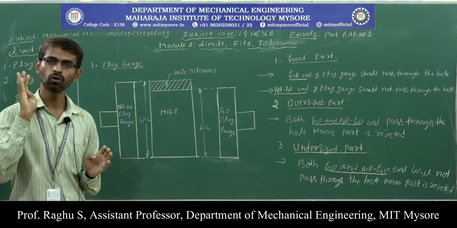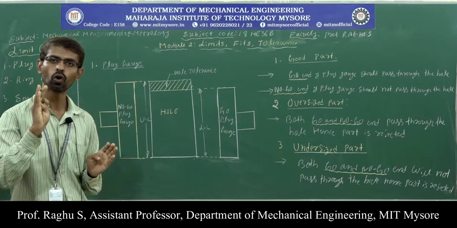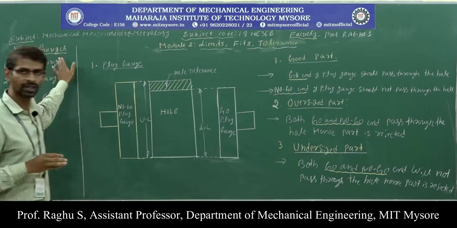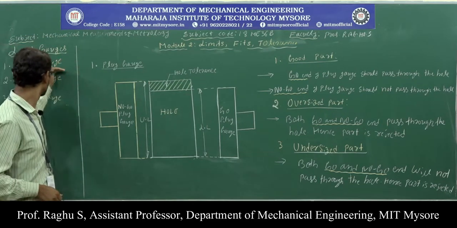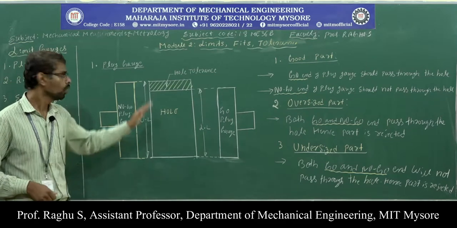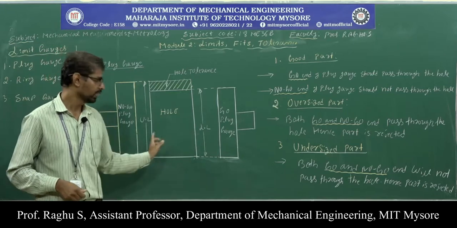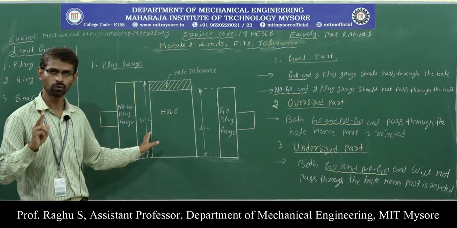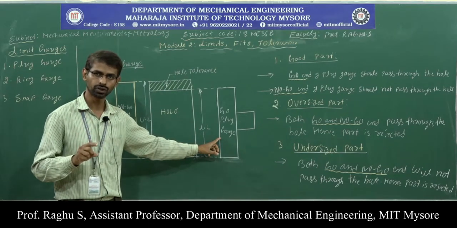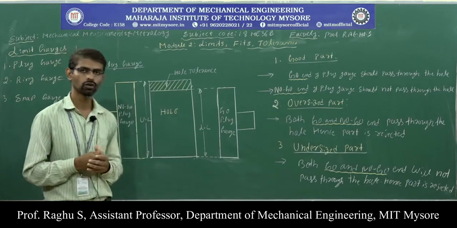Therefore, limit gauges have two ends. First one, go gauge. Second one, no go gauge. Examples of limit gauges are plug gauge, ring gauge and snap gauge. Now first let us discuss the plug gauge. Here we need two ends in order to check and accept a part. The figure shows a plug gauge.